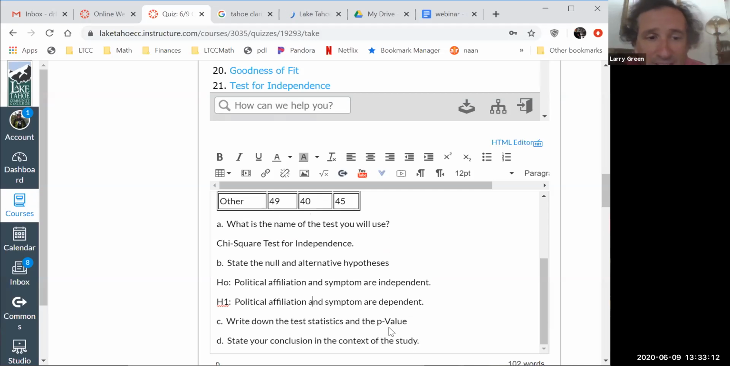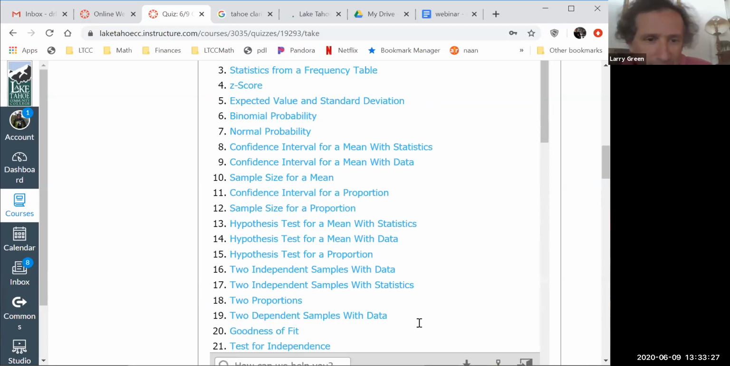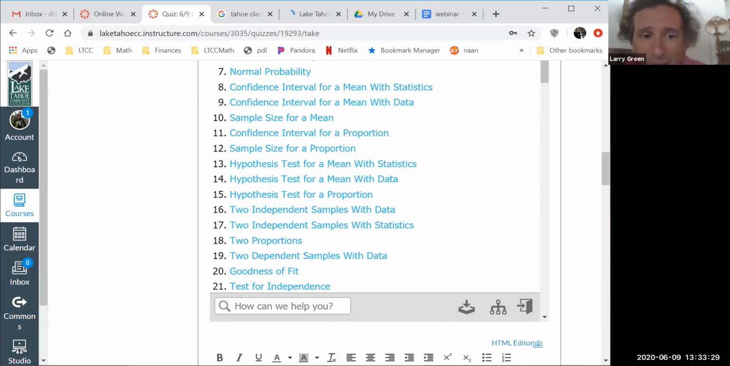Okay, so there's H naught and there's H1. All right, so now that we have those, we now need to write down the test statistic and the p-value. Well, to do that, we need to go to our calculator. And now we're towards the bottom, by the way.